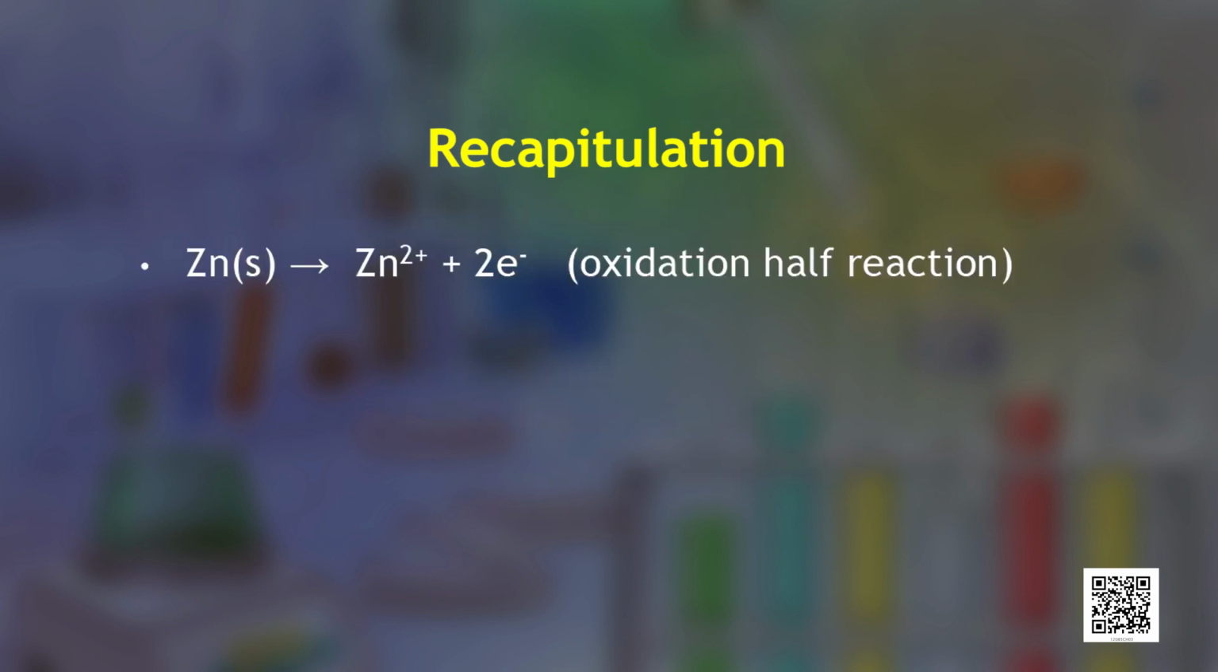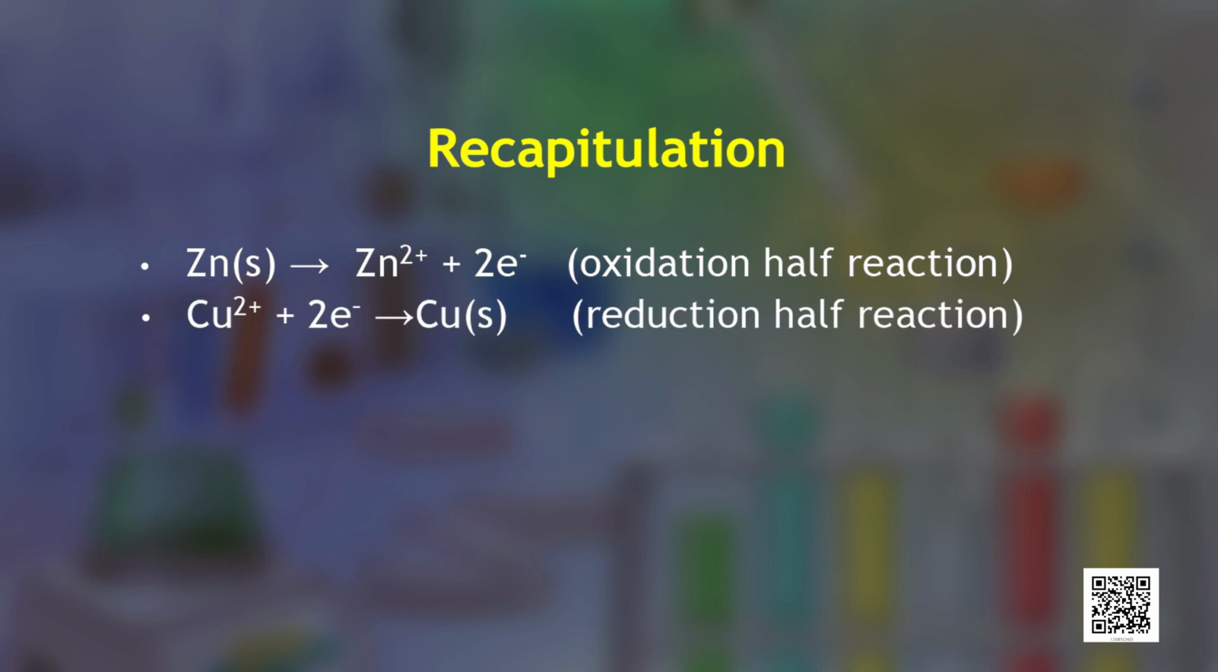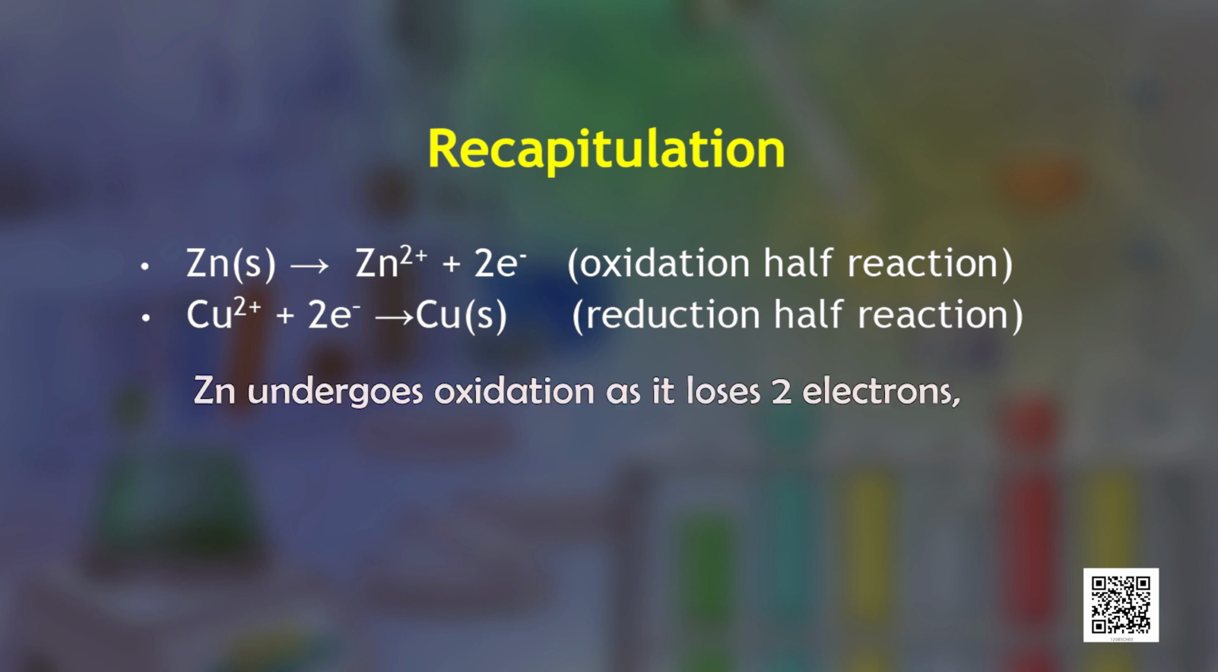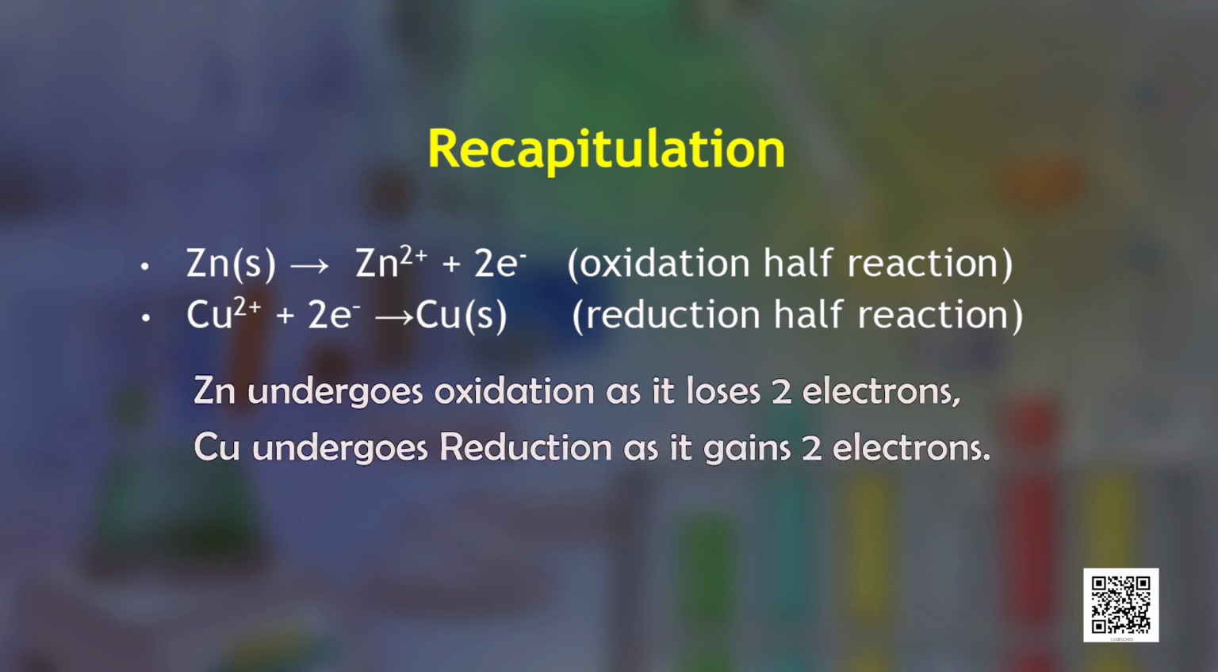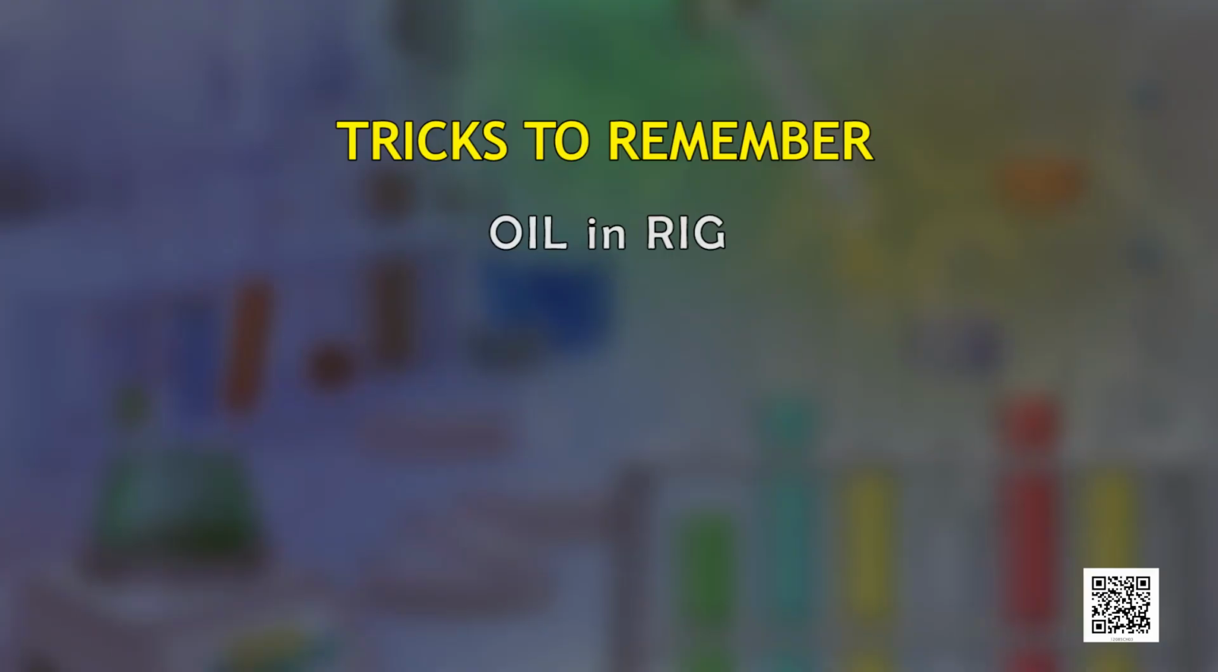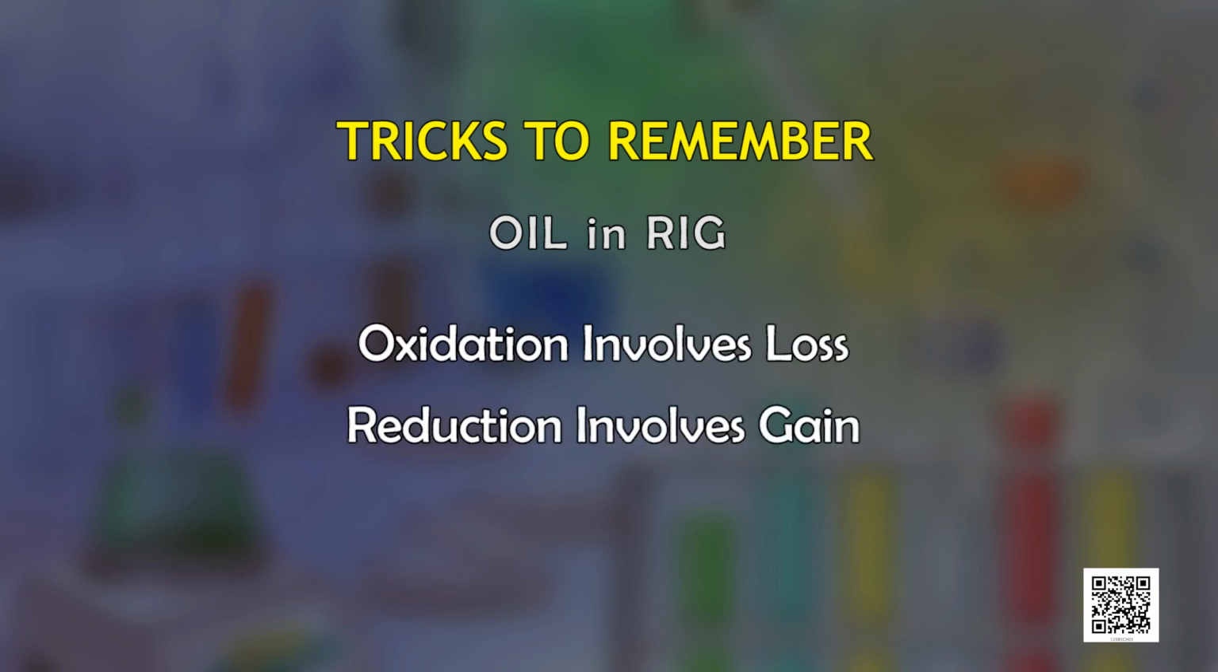Zn changes to Zn2+ with the loss of 2 electrons, and Cu2+ gains those 2 electrons to give copper. Zinc undergoes oxidation as it loses 2 electrons, while copper undergoes reduction as it gains 2 electrons. Since the electron exchange occurs simultaneously, it is considered a redox reaction. You can remember this concept with a simple trick, OIL RIG, which means oxidation is loss of electrons and reduction is gain of electrons.